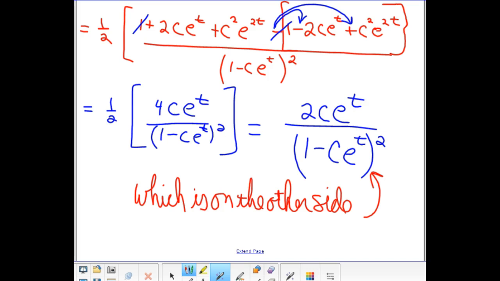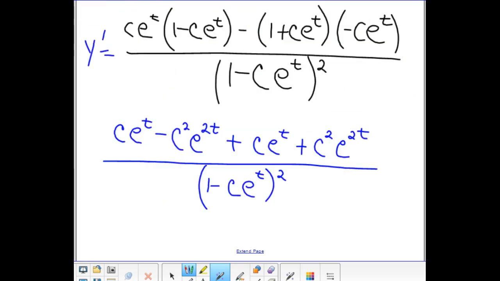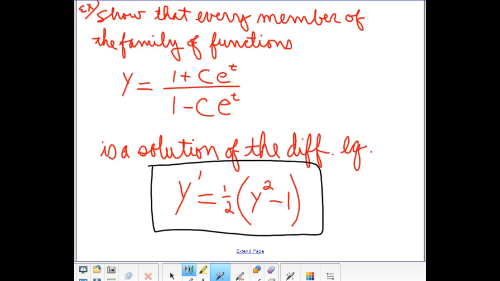That's exactly what I had on the left-hand side, way back up there at the top somewhere, right? A few slides ago. That's what the y prime on the left-hand side said. And so what I've done is proven that the equation they gave me was a solution. Let me back up a few slides to the very beginning.